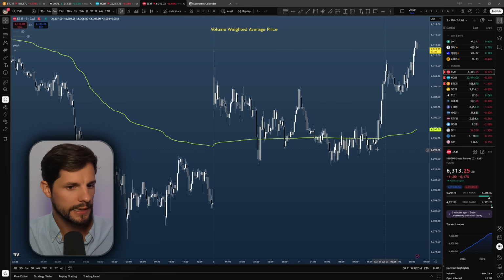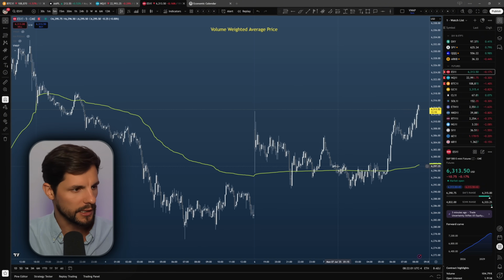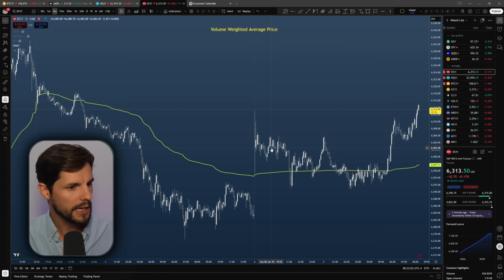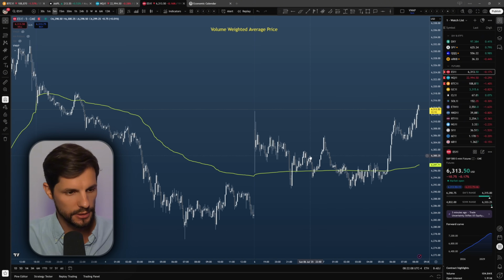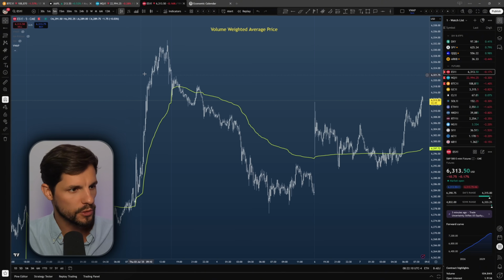So this line you see here, it's the volume weighted average price. It will auto calculate for you. You don't have to do anything else. And you will notice that on each and every single session, it will reset. So it will always go back to the beginning of the session and start plotting throughout the day.